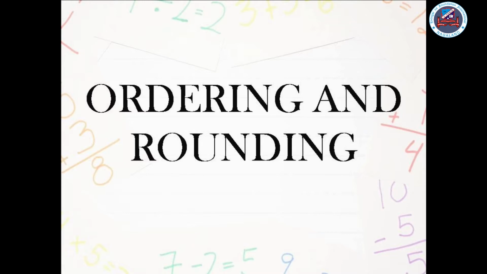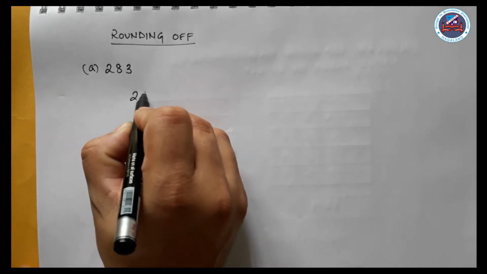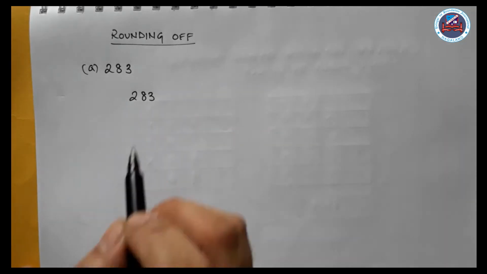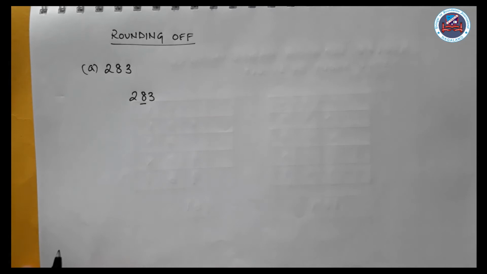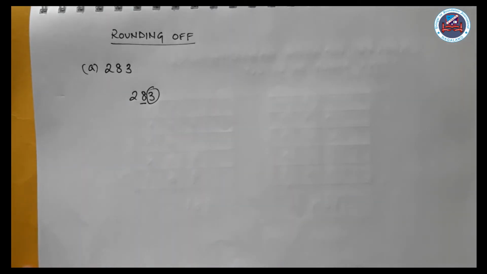So first we will look at rounding to the nearest tens. Rounding off to the nearest tens. Let's take an example of 283. Now 283, 8 is in the tens place. So we have to look at number 3, that is in the units place.